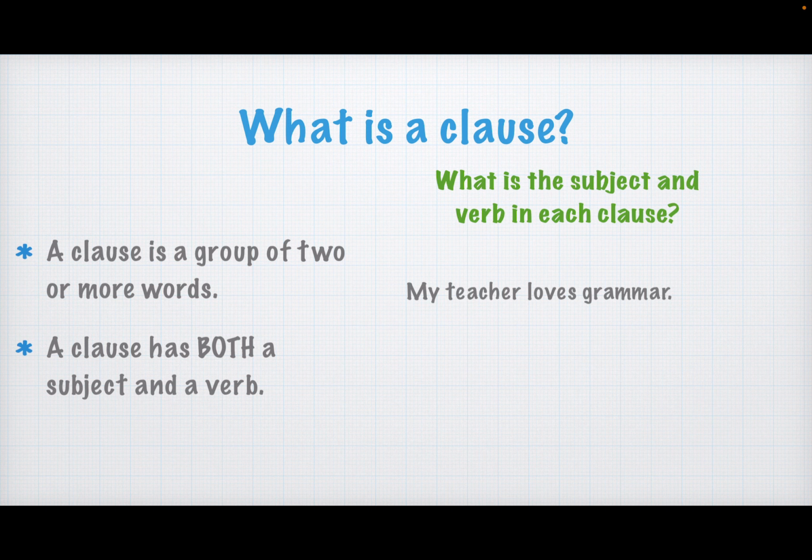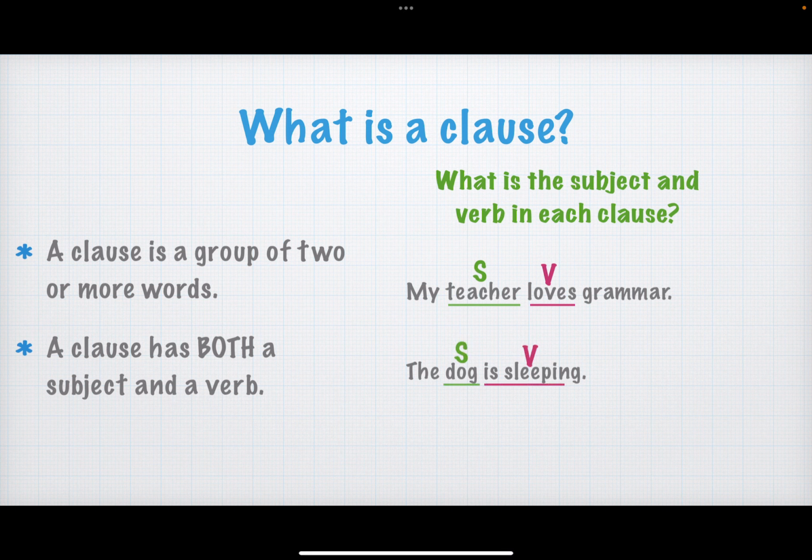My teacher loves grammar. If you said that teacher was the subject and loves was the verb, you are correct. Let's look at another example. The dog is sleeping. What is the subject and what is the verb? Dog is the subject and is sleeping is the complete verb. And one more example. We make pancakes every Sunday. What's the subject? What's the verb? We is the subject and make is the verb.